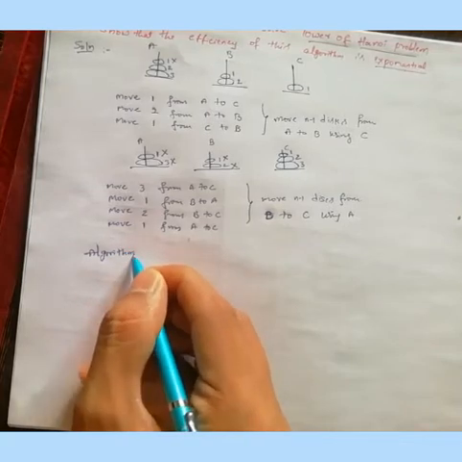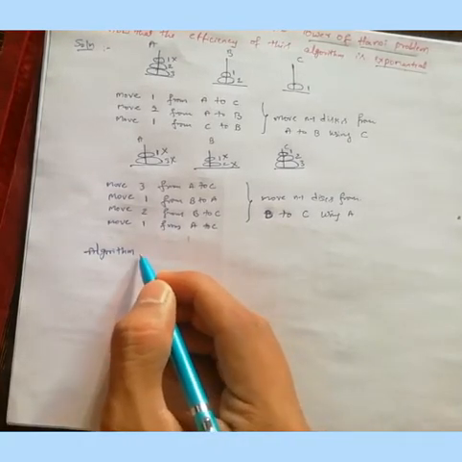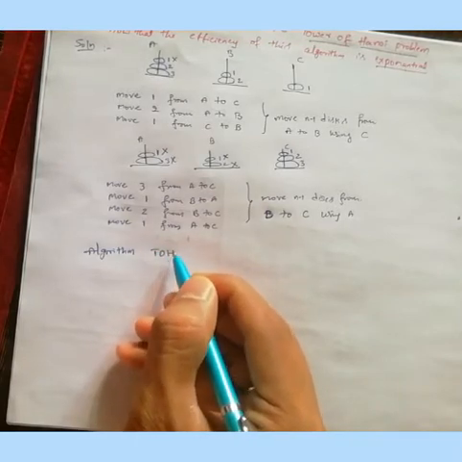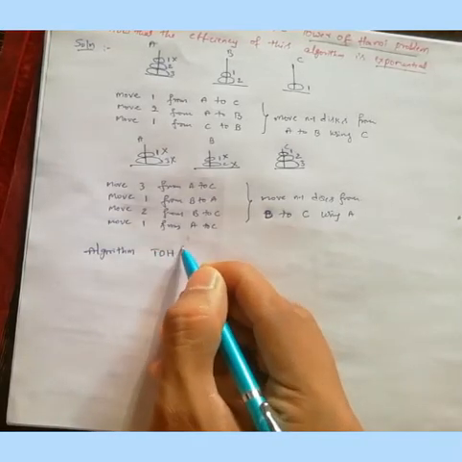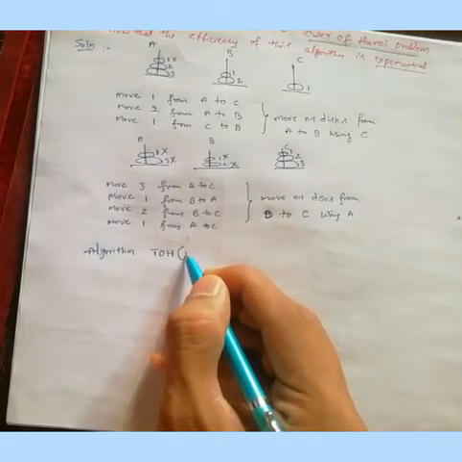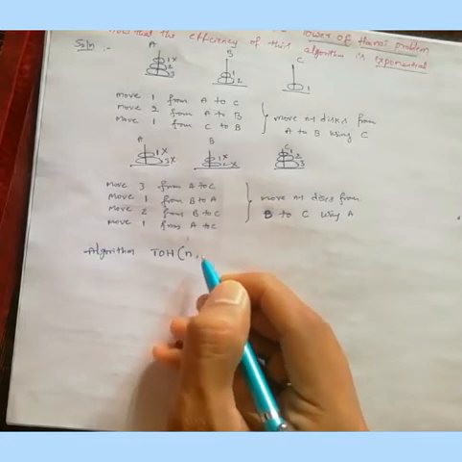An algorithm should start with the name "Algorithm", followed by a space, followed by the name of the algorithm. For example, for Tower of Hanoi, I will write TOH with parentheses. Inside the parentheses I have to pass parameters. So the n value I will pass.